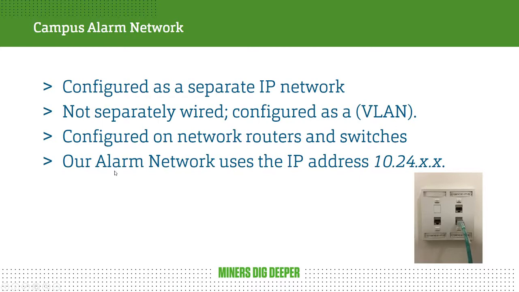So all that configuration goes on network routers and switches. The cables themselves are not separated. They're all plugged into the same equipment, but the configuration allows IT to separate them into different networks that are separately managed, I guess you could say. So the alarm network uses the IP address of 10.24.x.x. That could be any number from 0 to 254.